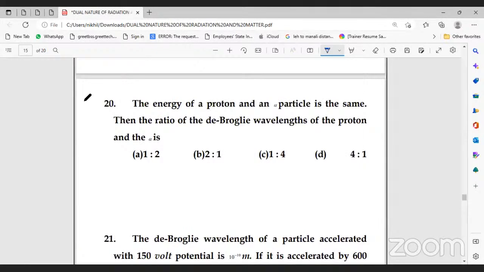I think you can manage this. They are given with the two particles. One particle is proton, the another one is alpha particle. Energy is the same. What is the ratio of the de Broglie wavelength?